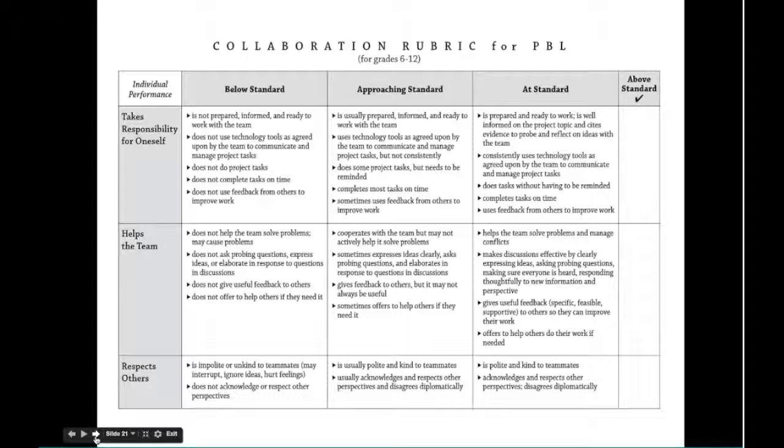So that's how the student would take responsibility for oneself, and we would look at how the student helps the team, which could also be a way for the world language classroom. We would say that the student helps the team stay in the target language, and respect for others is shown by using kind words in the target language and promoting and supporting risk-taking in the target language in the classroom. So above standard could be added to the right-hand column, thinking about what's best practice in the world language classroom.